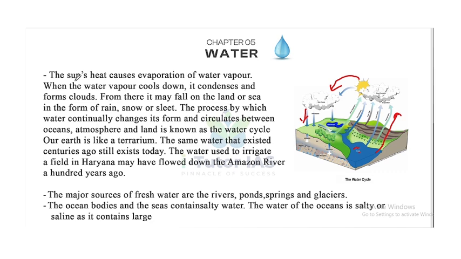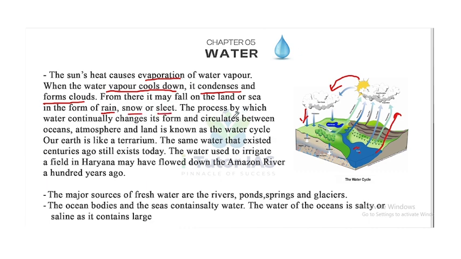So look again. The sun's heat causes evaporation. Then when the water vapor cools down, it condenses and forms clouds. Now from there it may fall on the land or sea in the form of rain, snow or sleet.